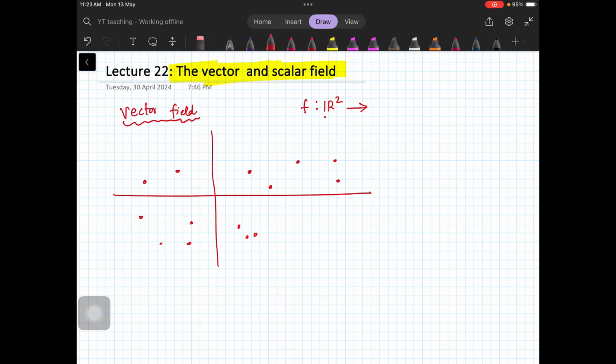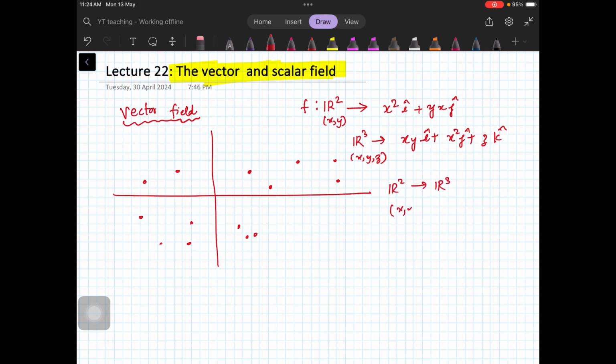Your R2 is (x, y), so you can have something like x square i plus xy j. Or you can also go to three dimensions. For example, from R3, if you have (x, y, z), then you can go to xy i cap plus x square j cap plus z k cap. You can even go from R2 to R3, not a problem. For example, (x, y) can go to x i cap plus y j cap plus (x plus y) k cap.